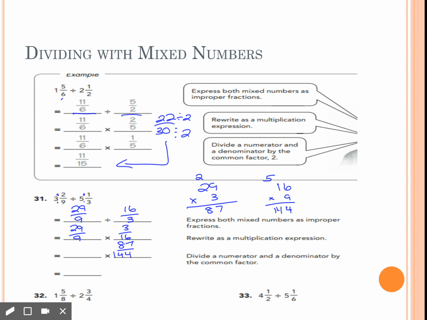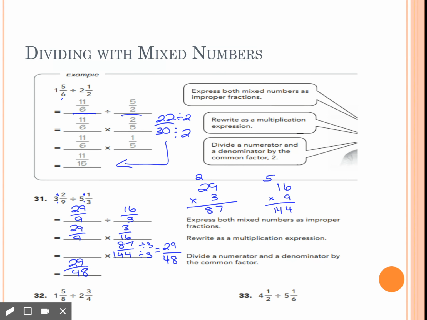So I'm going to divide both by the greatest common factor, which in this case is 3. 87 divided by 3 is 29. And 144 divided by 3 is 48. Again, I'm just doing this in my head because I got my multiplication facts kind of stored up there. You might have to do long division.